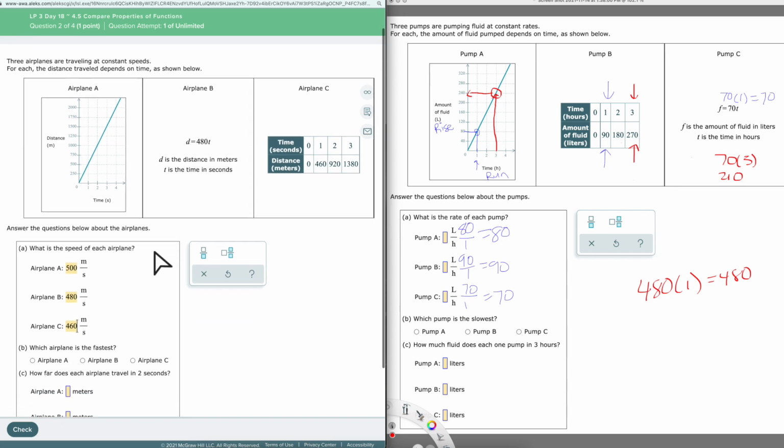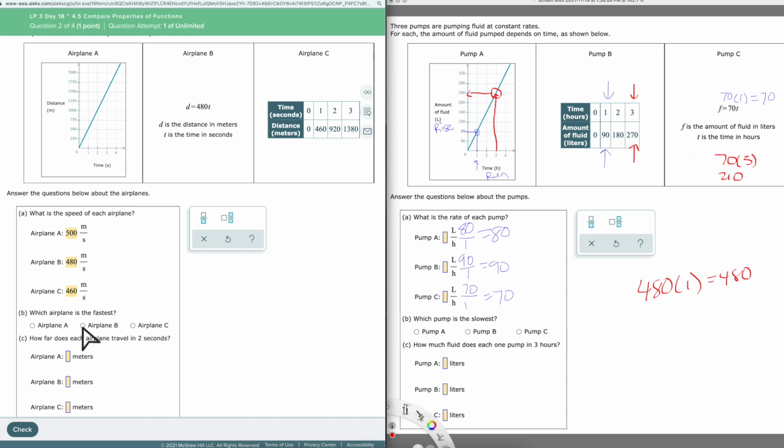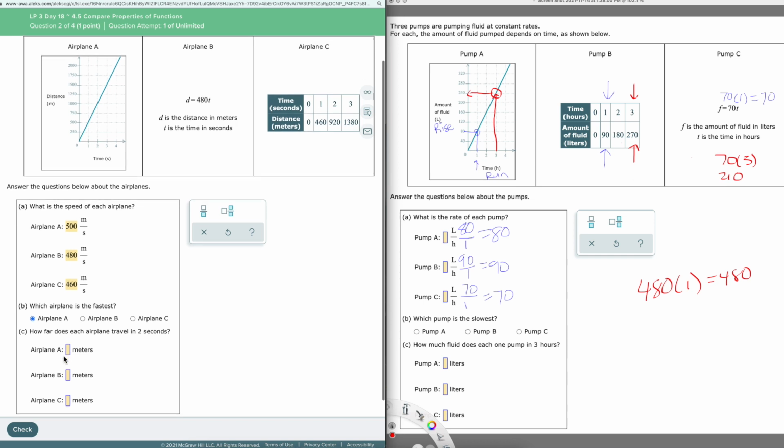So now, which airplane is the fastest? So we're not looking for the smallest number, we're looking for the largest number. So it's going to be airplane A, because the 500 is bigger than 480, which is bigger than 460. So now they want to know in 2 seconds how far have the planes traveled. So we can go back to the graph here and go 2 seconds and go, well, it's traveled 1,000.